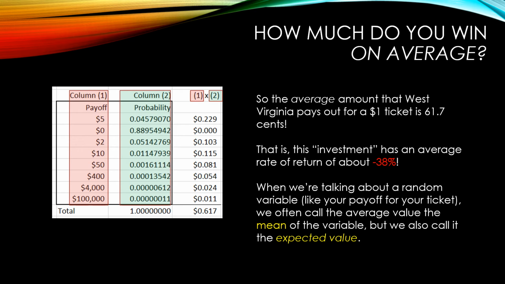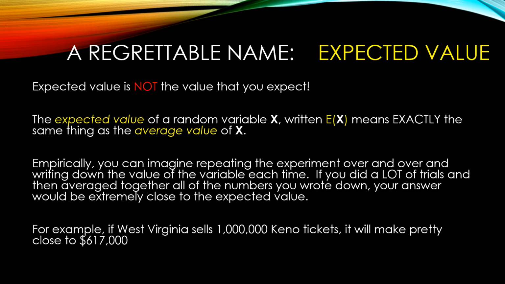It turns out that what we're calling the average payoff can be called that, but more precisely it could be called the mean payoff. And interestingly enough, when we're talking about a random variable, like how much this ticket's worth, the most common term to use is a completely new one, the expected value. Now, I've got to be honest with you, I am really sorry that somebody decided to name this the expected value, because that's a terrible name. The expected value is not the value that you expect.